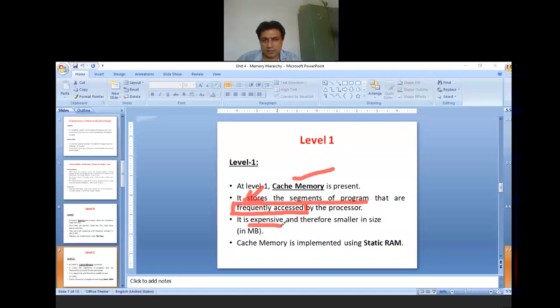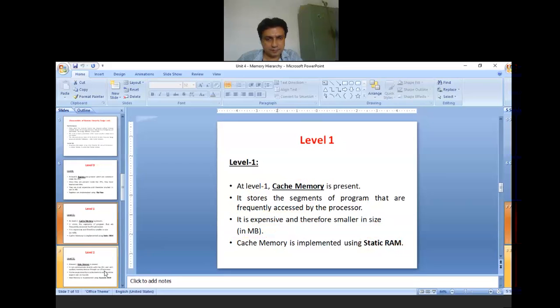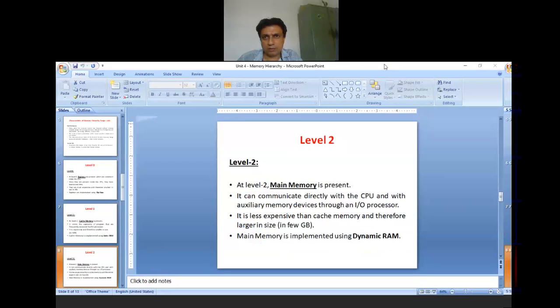It is expensive and therefore small in size, and the size of cache memory is in MB, meaning megabytes. Cache memory is implemented using static RAM. As registers are implemented using flip-flops, cache memory is implemented using static RAM, where RAM means random access memory. So this is cache memory, which is present at level 1. Now moving to the next slide, level 2.